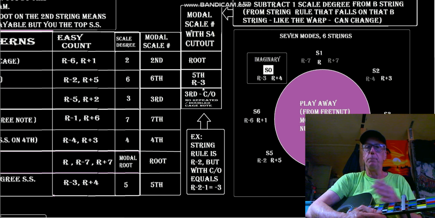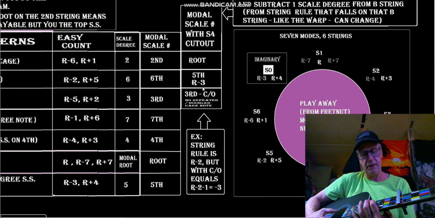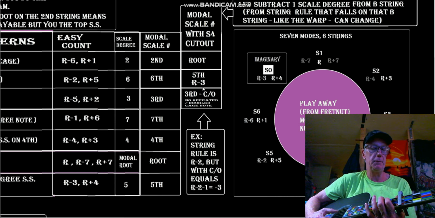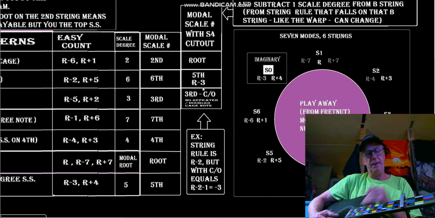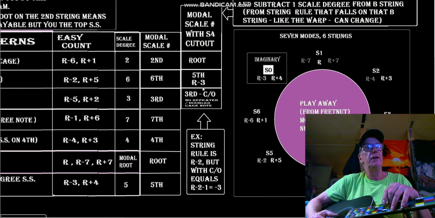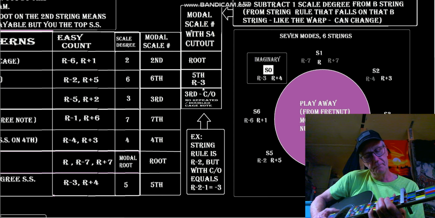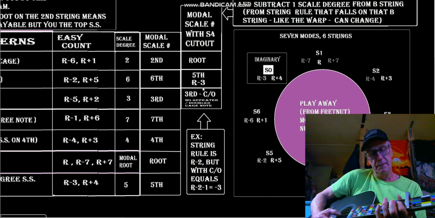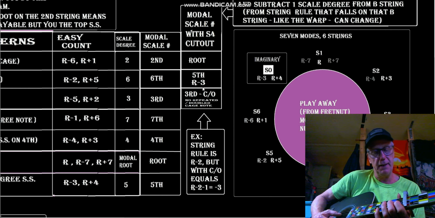Or is it root minus 3 or root plus 3? Root minus 3. So here's root. Here's the scale, 1, 2, 3. Down 3 scale members. Well, there's an even easier way, and that is, it's one less than the playaway build. So here's your playaway build. You're going to play half of the 4th string shape, and then you're going to be one less than the playaway build.